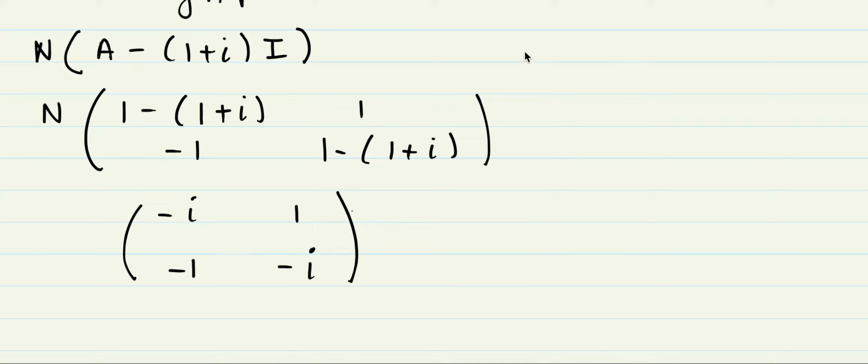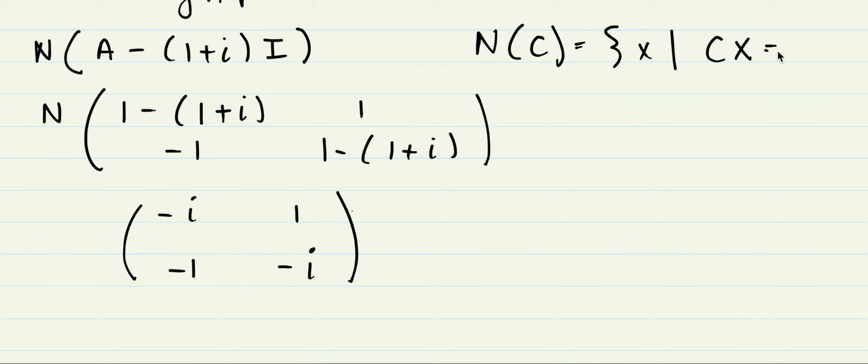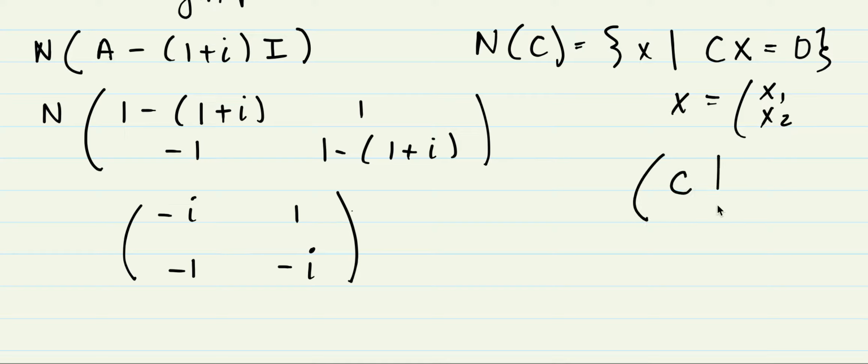Because remember that the null space of some matrix C is the set of all x such that C times x is equal to 0. This matrix is a 2 by 2 matrix, so x is going to be x1, x2, and remember what we do. We put C here and then 2 zeros, and this is going to have 2 columns, and you'll be able to figure out what x1 and x2 are from the reduced row echelon form of C.